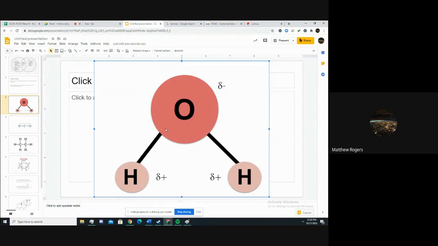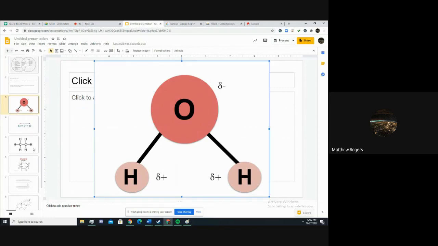So this is a polar molecule. This is actually a molecule we've been talking a lot about. I'm hoping you recognize it right away. It's H2O, so this is water. And we already knew water was polar. So here, the hydrogens are positive, the oxygen is negative. They have charges. This is a polar molecule.